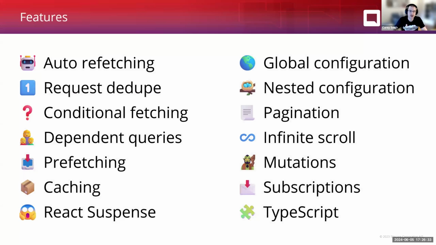SWR has a whole bunch of really neat features. So it can do auto refetching and request deduplication, which we'll look at in a second. It can set up dependent queries very easily. So if you've got a query that requires another query to execute before it, that's easy to configure. It'll do prefetching and caching for you. It can handle pagination and infinite scroll, and it comes with TypeScript support out of the box. It's pretty neat.